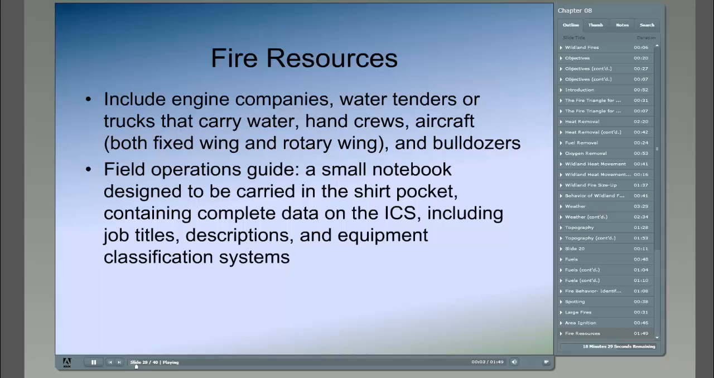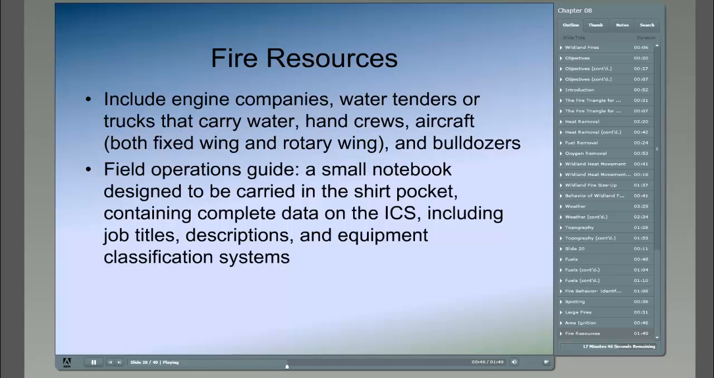Engine companies, water tenders, hand crews, aircraft, and bulldozers are used for wildland fires. Using NIMS in the command section, all of these resources are placed into a classification system based on their design, capability, and inventory of equipment carried. By using standardized classification systems, all agencies can quickly identify the type of equipment they are requesting from another agency or sending to another agency. This system standardized the way resources are classified in the United States, allowing all agencies to understand the capability, design, and standard required equipment.